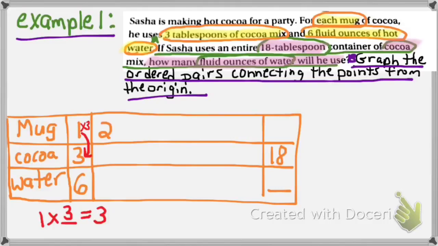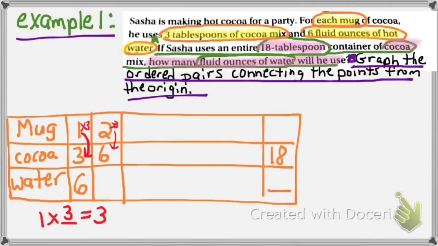What happens if I have 2 mugs? Well, let's write the 2, make the line for my chart. So I say if I have 2 mugs, how much cocoa will I need? Well, again, the rule was times 3, and 2 times 3 equals 6. So I'll need 6 tablespoons of cocoa. How much water will I need?